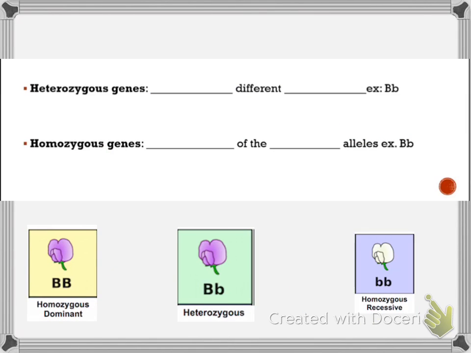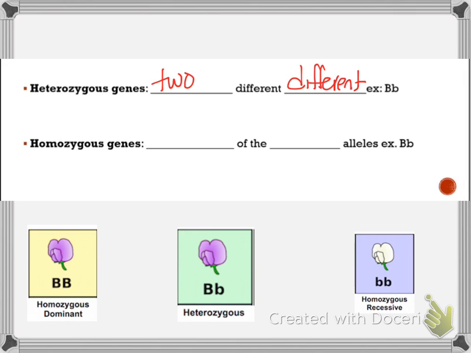Alright, so heterozygous and homozygous are what we need to talk about now, and that'll explain how you know which letter type to use. Heterozygous is when you have heterozygous genes, you have 2 different letters.